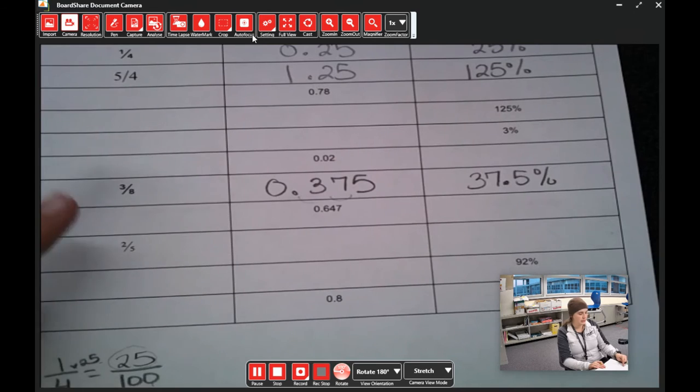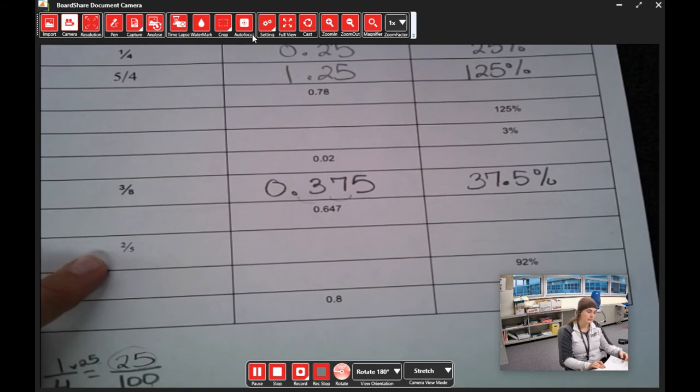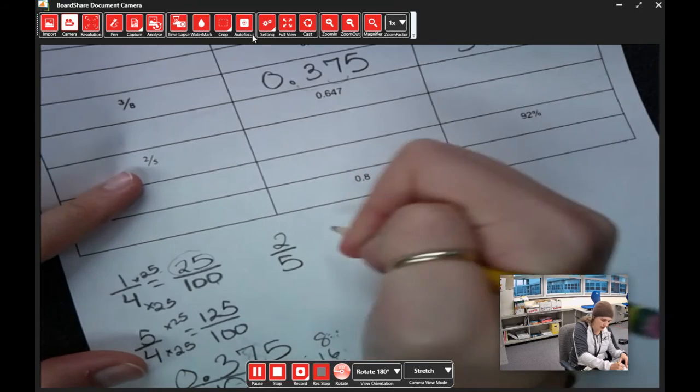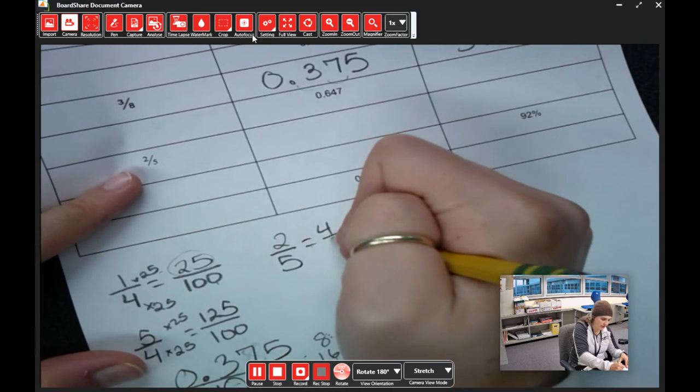Last but not least, we have 2/5. So I'm going to start as a fraction. I know that 2/5 can get me to 4/10.